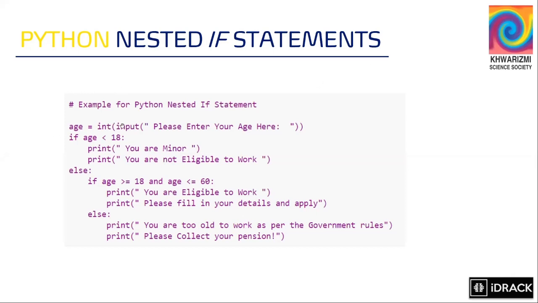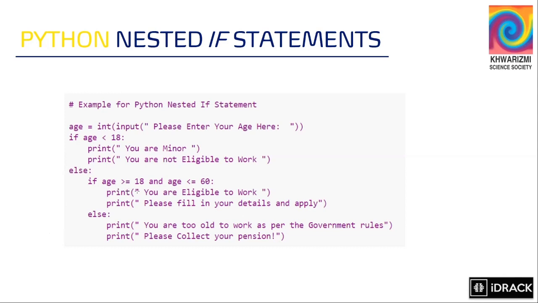For example, age equals, and you ask the user to enter their age. If the age is less than 18, you print you are a minor, you are not eligible for work. So these are two print statements inside of one if statement. So it's a block of code. Else, now else would include anything 18 or over. So this is not less than or equal to. So if the user inputs 18, it's going to go in here in the else statement, or 19, 20, or anything above 18.